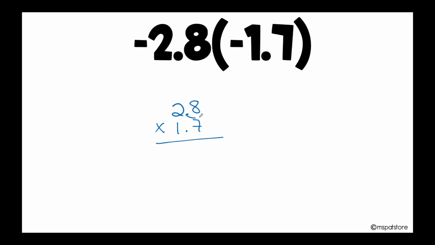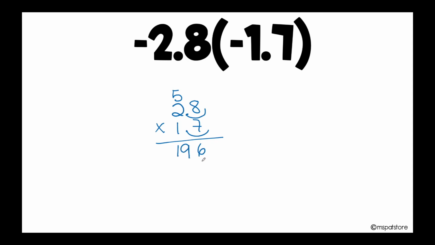Shift out the decimal points, 1 and 2 spaces, and now I'm going to multiply 7 times 8, which is 56. I'm going to carry a 5. 7 times 2, which is 14. 14 plus 5 is 19.